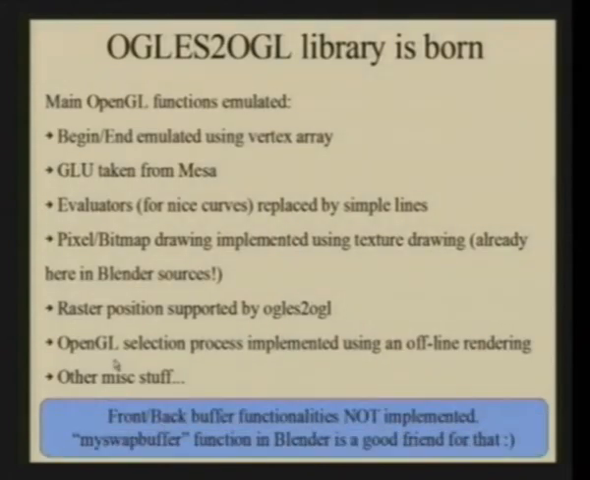The last thing is the front and back buffer access. Blender is using two buffers to draw the menu, to draw everything. Every time you make something, it draws that in the back buffer and swaps it into the front buffer. And that did not exist in OpenGL ES, so that was a problem.